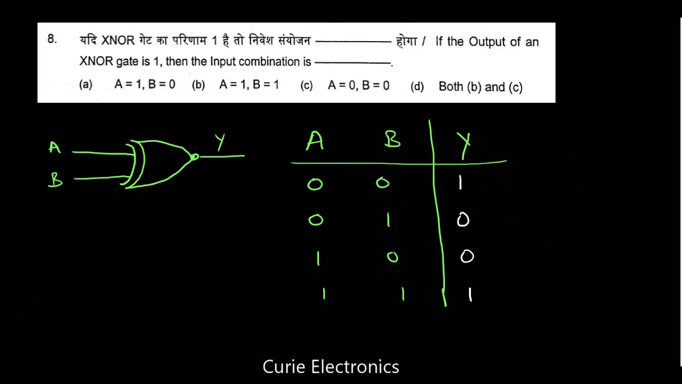Now read once more the question. If the output of an XNOR gate is 1, then the input combination is... the output will be 1. Then there are two chances. Input can be 0 0 or 1 1. So option D is the right answer. That is, it can be B or C. Option D is the right answer.